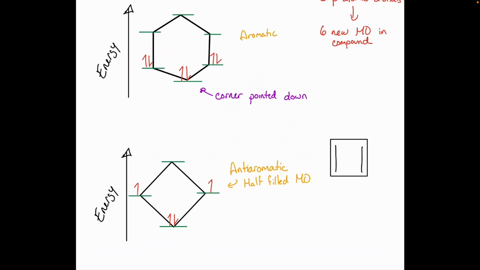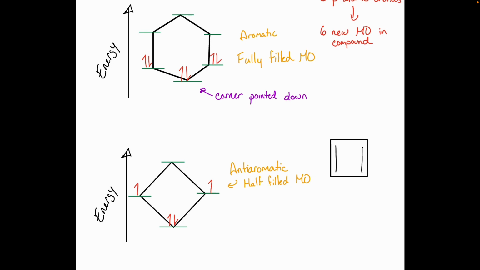Notice for our aromatic compound, all of those molecular orbitals were fully filled. And for our anti-aromatic compound, our 2 uppermost orbitals were only half filled. And this will be the case for all aromatic versus anti-aromatic compounds. Any sort of orbital diagram that you draw for an aromatic compound will always have fully filled MOs. And anti-aromatic compounds, you'll always be left with these half-filled molecular orbitals.